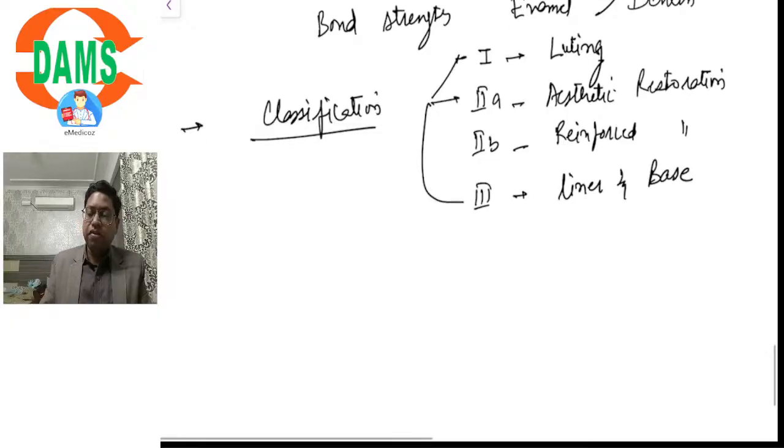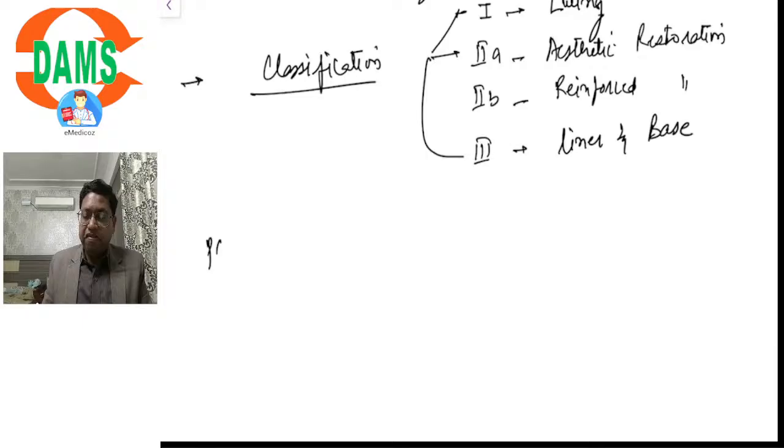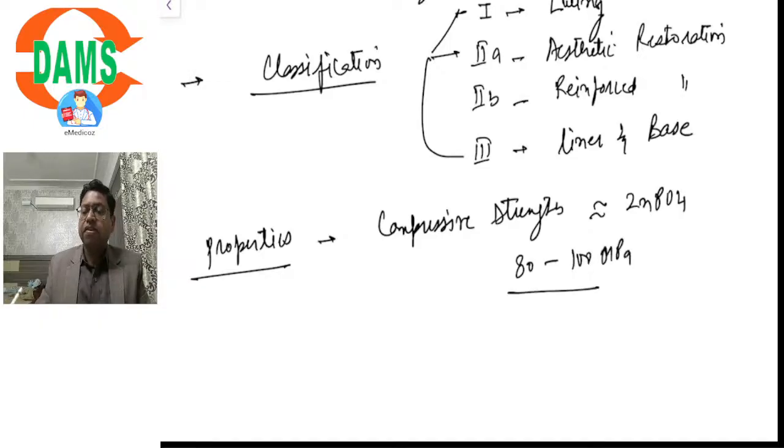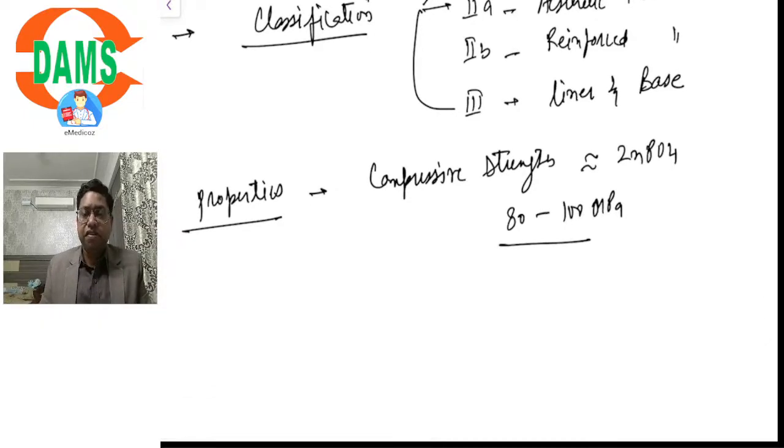If we talk about the properties, as I've already told you, for different cements we have to look for the comparison of properties. The compressive strength of typical glass ionomer cement is similar to that of zinc phosphate cement. It is in the range of 80 to 100 megapascals. It is good in compressive strength.